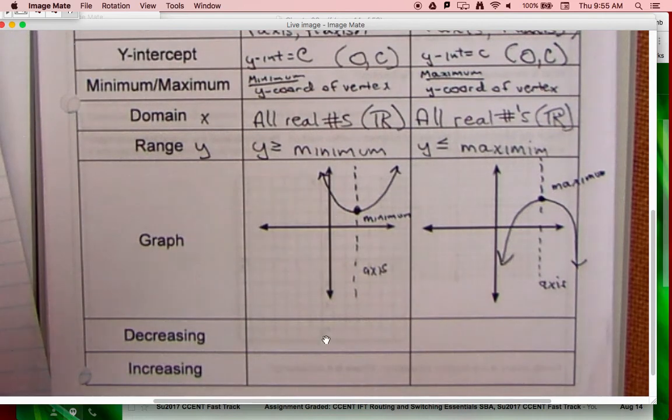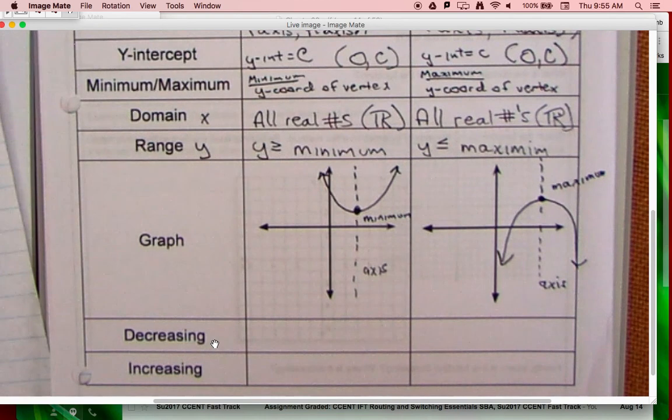Now, last thing I want to talk to you about is what's called a decreasing function and an increasing function. Basically, decreasing means that it's going downward: the y values are going downward as the x values are going upward. Increasing means they're both going up at the same time. The easiest way to see if something's decreasing or increasing is to look at the graph. See how this graph is going down as I move left to right? It's decreasing until I get to the minimum, or the axis of symmetry. Then it starts to increase.